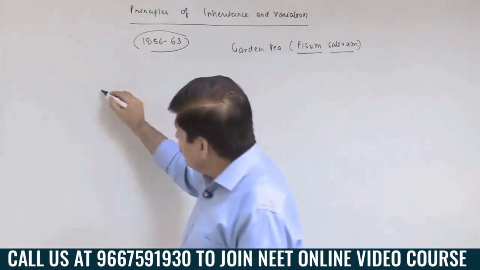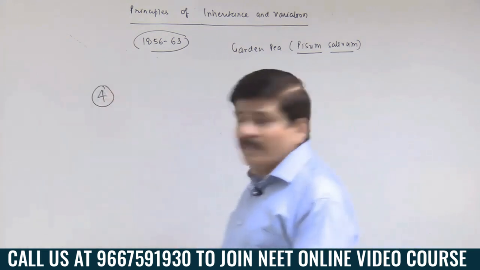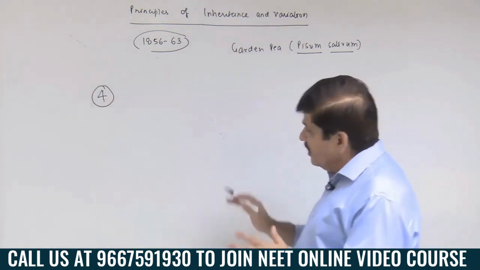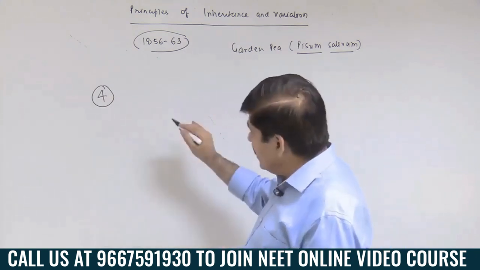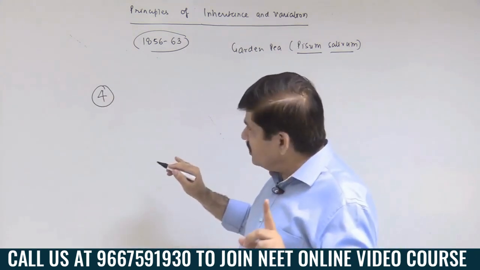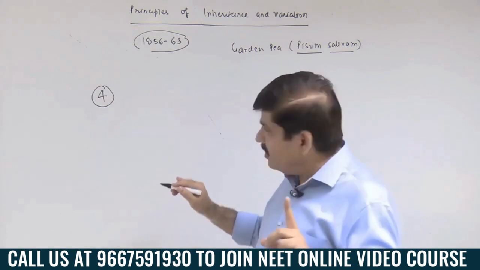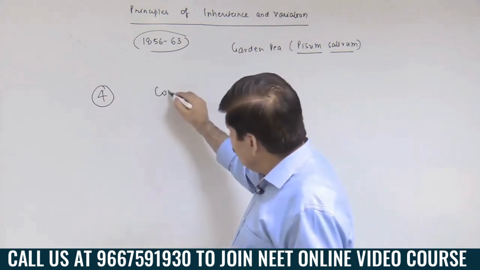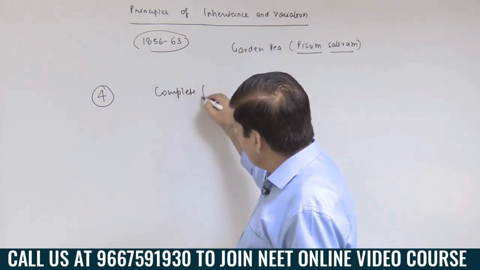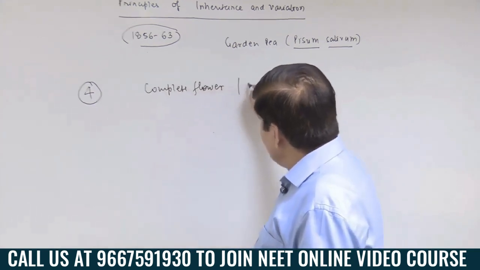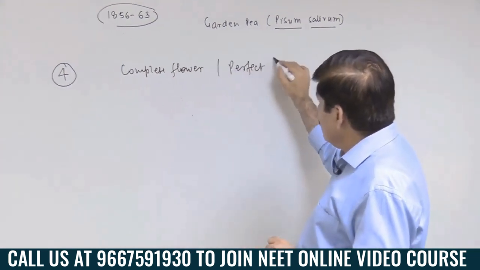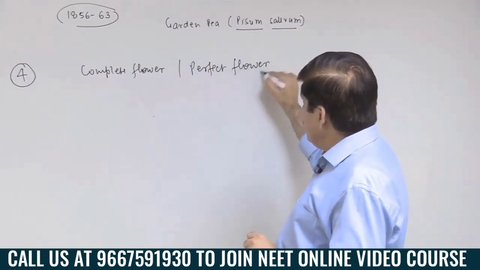So we are looking at an important advantage of the Pisum sativum, the fourth one. This is very important to understand. To tell you about this advantage, let me tell you some important terms in botany. So there is a term which is called a complete flower, and there is a term which is called a perfect flower. Now let me explain to you.